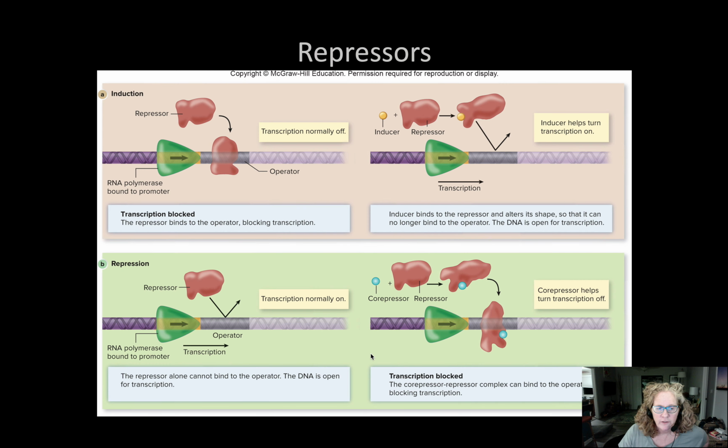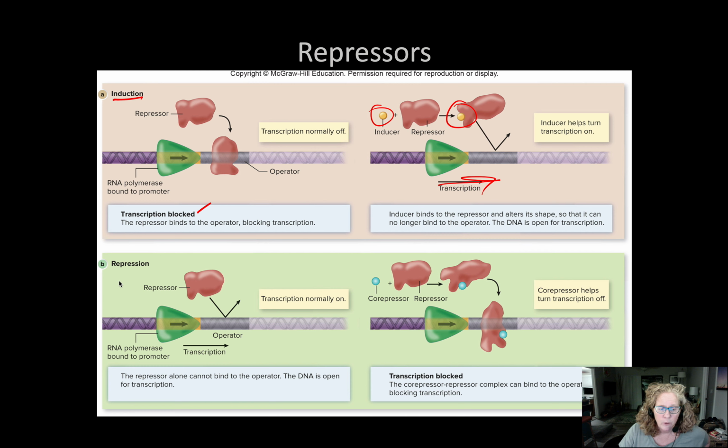So here we have our different types of repressors. This is from your textbook. Here with induction, in the process of induction, RNA polymerase is bound and ready to go, but there's a repressor that's blocking. It looks like it's sitting on the operator region. So this is your typical Lac Operon. We can induce it by introducing an inducer. The inducer binds to the repressor, causing a change in shape. The repressor cannot bind, and so transcription will occur.